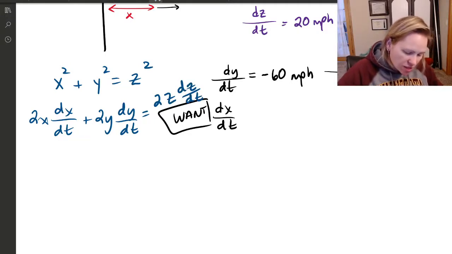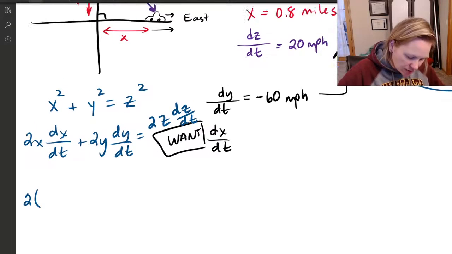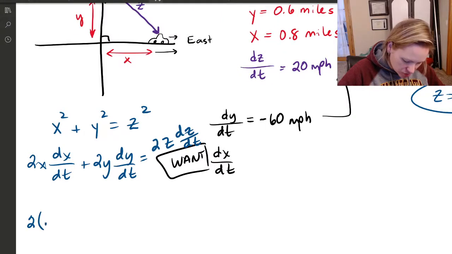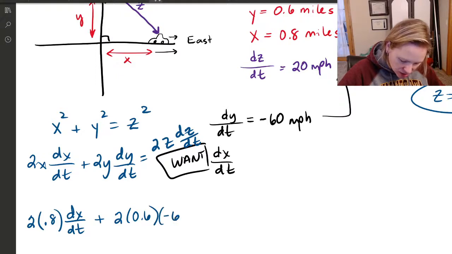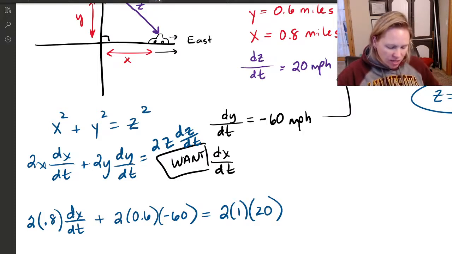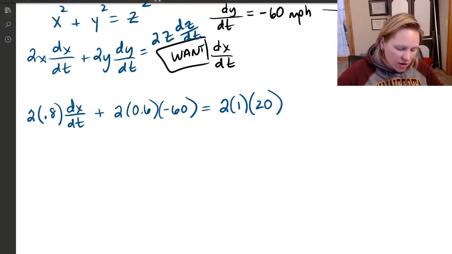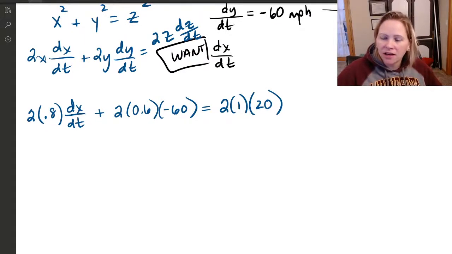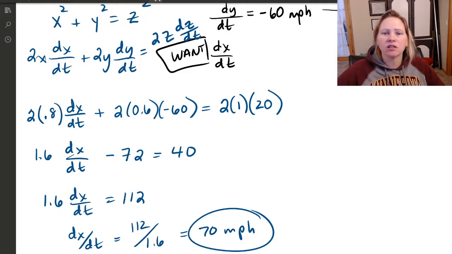So now I'm going to plug in everything that I know. I'm given an x and a y, and I found z. So 2 times 0.8, and then dx/dt is what I want. So that should be the only thing left when I plug everything in. So 2 times 0.6, dy/dt is negative 60, equals 2z, that's 1, and then dz/dt is 20. So that's increasing, so it's a positive value. Hey, I plugged everything in. dx/dt is the only remaining unknown. Now I'm ready to solve for dx/dt and get my answer. And after I do a little bit of arithmetic, I get that dx/dt is 70 miles per hour.